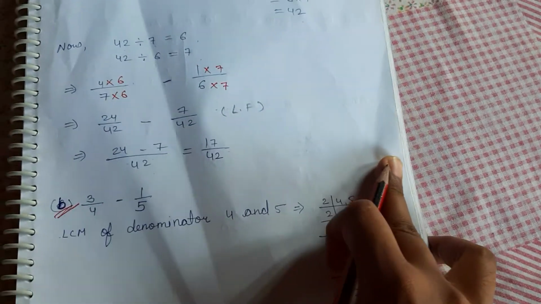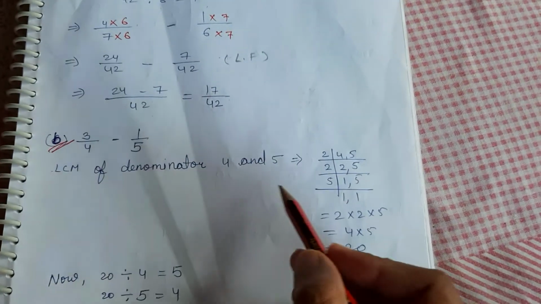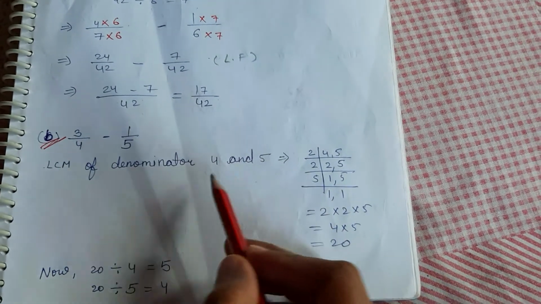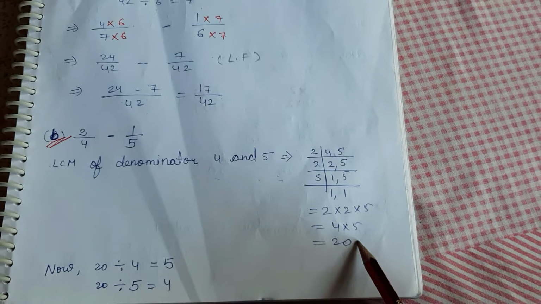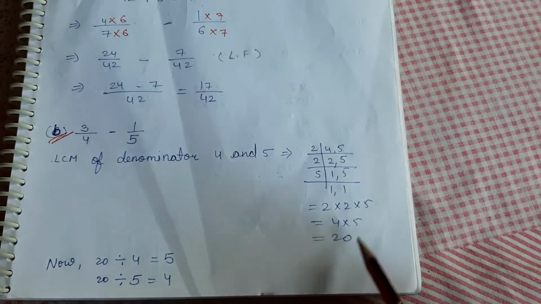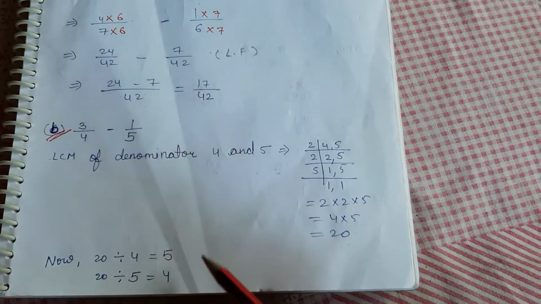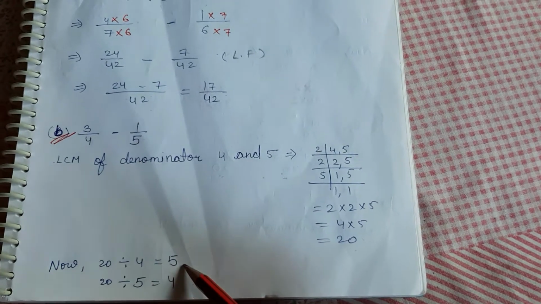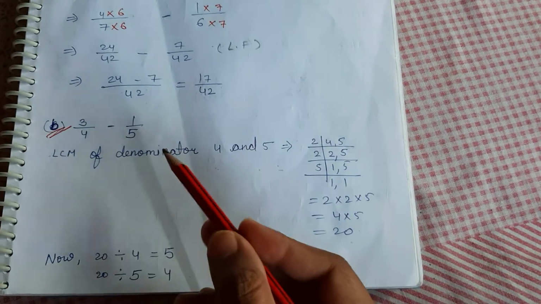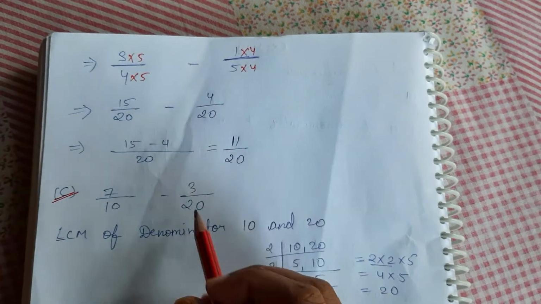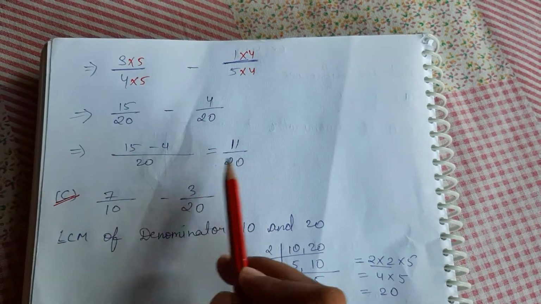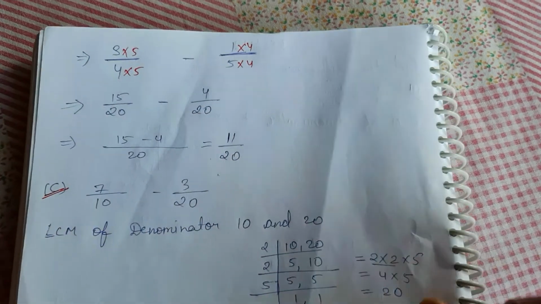Next question. LCM of denominators 4 and 5. These are also different, they are not related with each other. So after getting the one common multiple, that is 20, divide this 20 by 4 and 5 also. Then I got 5 and 4. The first fraction should be multiplied by this number, the second fraction should be multiplied by this 4. Then I get 15 upon 20, like fractions, and solve it. Then I got 11 upon 20.